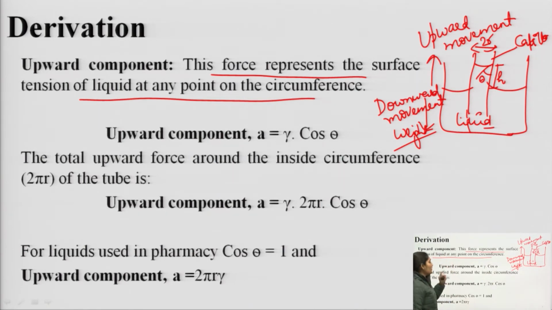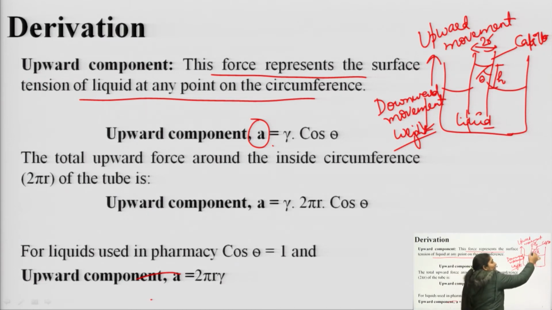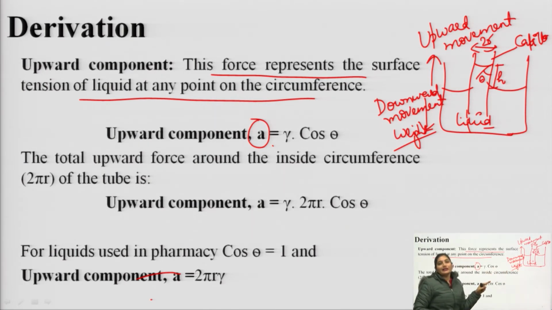Okay. So, the upward component, represented by A, is equal to surface tension into cos theta, gamma into cos theta, and the total upward force around the inside circumference of the tube, this is the capillary tube, and the circumference will be equal to 2 pi r. So, the upward force occurring in this capillary tube will be equal to gamma into 2 pi r into cos theta.